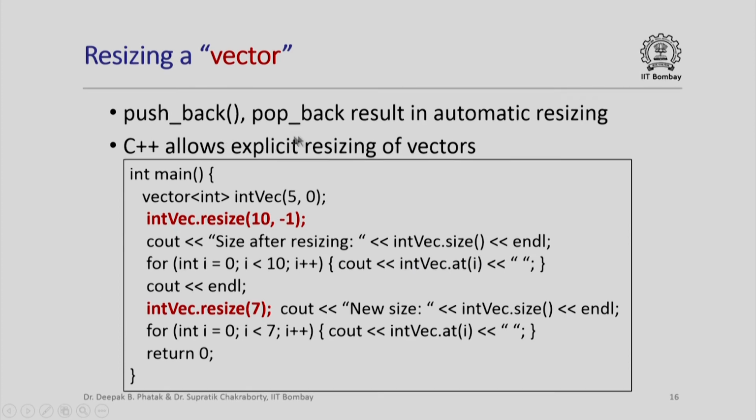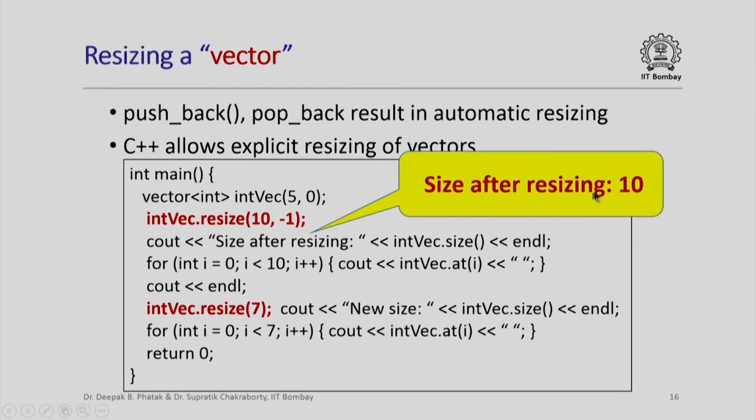Now we have seen that push_back and pop_back automatically resize a vector. C++ also allows explicit resizing of vectors. So for example, here in the main function, I create a vector called intvec of size 5, all initialized to 0, and then I resize it to size 10, and all the additional elements are initialized to -1. So this is the new size after resizing, and since additional elements are being created, I can specify what they should be initialized with. So the size after resizing in this case will be 10, and now if I try to print out this vector, I will see the 5 initial zeros followed by 5 -1s.